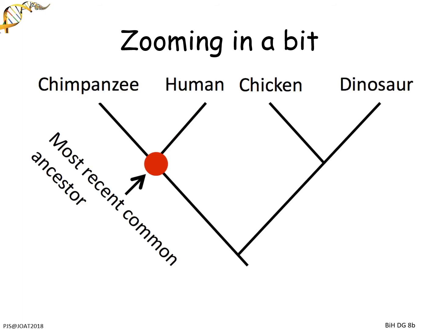So for the chimp and the human on this one, our most recent common ancestor is obviously the red bit here. But if I want to find the most recent common ancestor of the human and the chicken, I have to go back to this branch point where we both connect. And you have to be able to work with these types of diagrams.